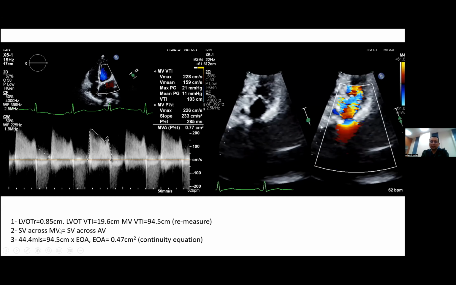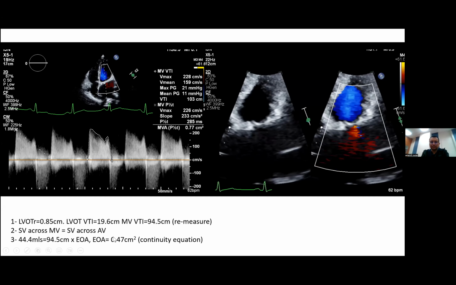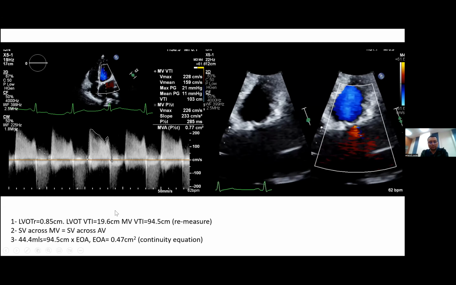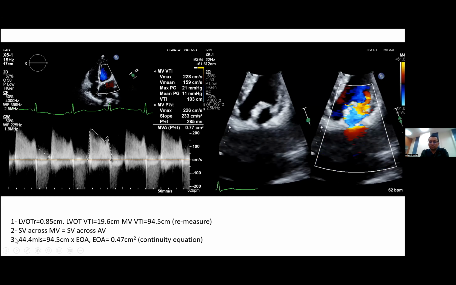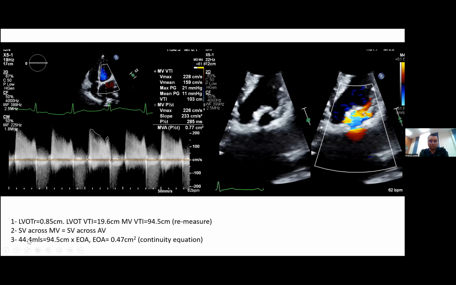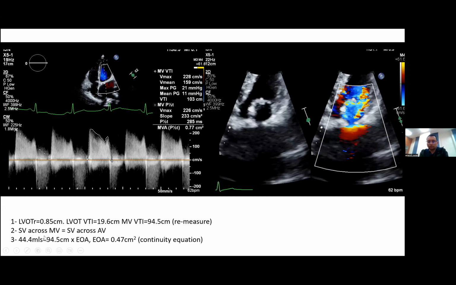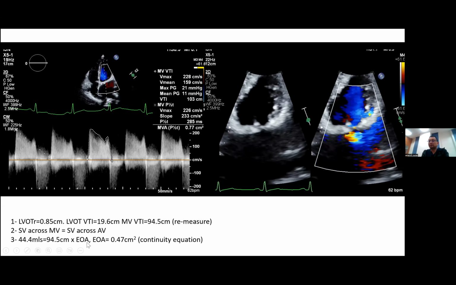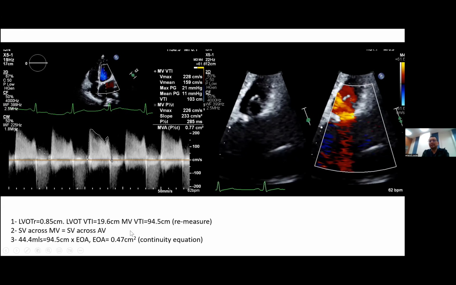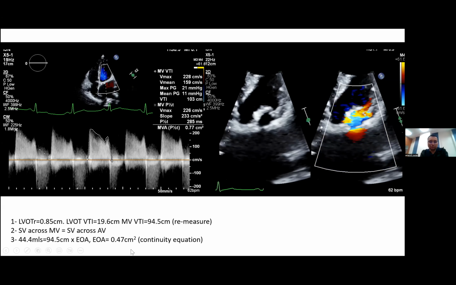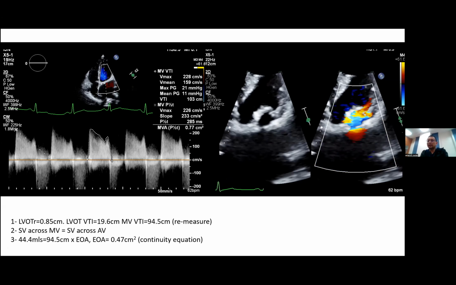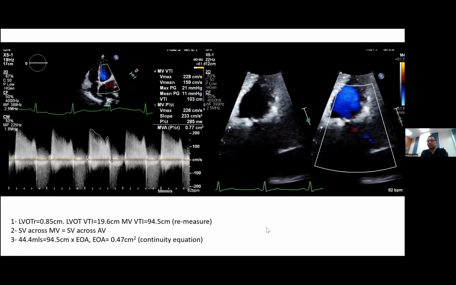So using the equation that the stroke volume across the mitral valve is the same as the stroke volume across the aortic valve, I calculate the stroke volume across the LVOT as pi r squared times the LVOT VTI. So I get 44.4 mils. That stroke volume is equal to 94.5 centimeter, which is the MV VTI, times the effective orifice area across the mitral valve. So I rearrange the equation and I get the mitral valve area here of 0.47 centimeters squared. So it's a very small mitral valve area, but not because of the leaflet tips, but because of the base of the mitral valve.